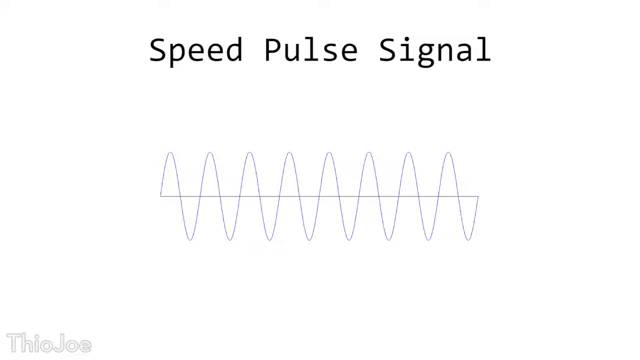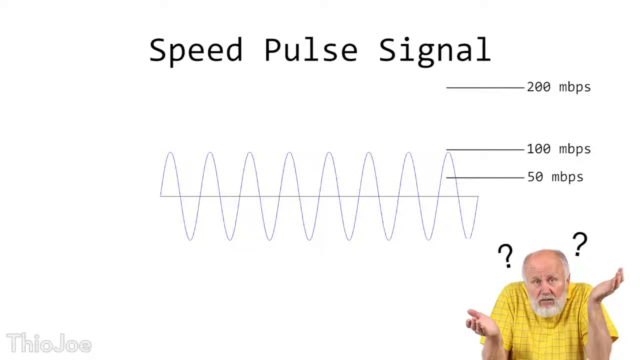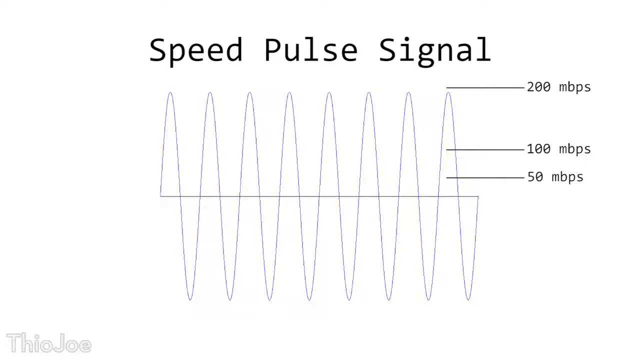This signal is essentially a simple standing wave, and how it works is the internet speed is actually determined by the amplitude of this signal. Now that all sounds complicated, but all you need to know is that if you amplify the speed pulse signal, your ISP is going to give you more bandwidth and therefore a faster internet speed.